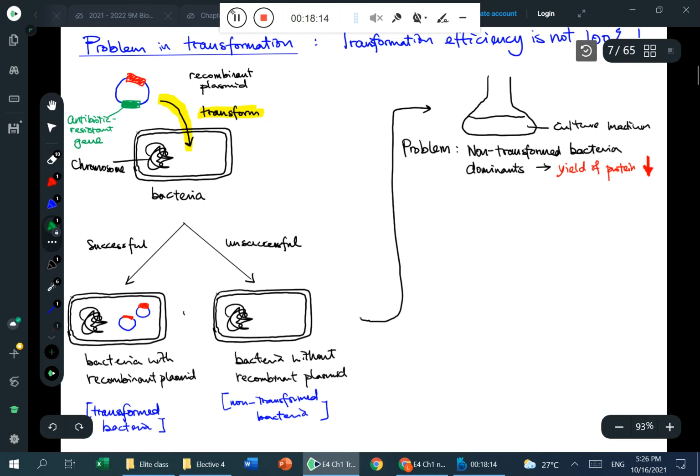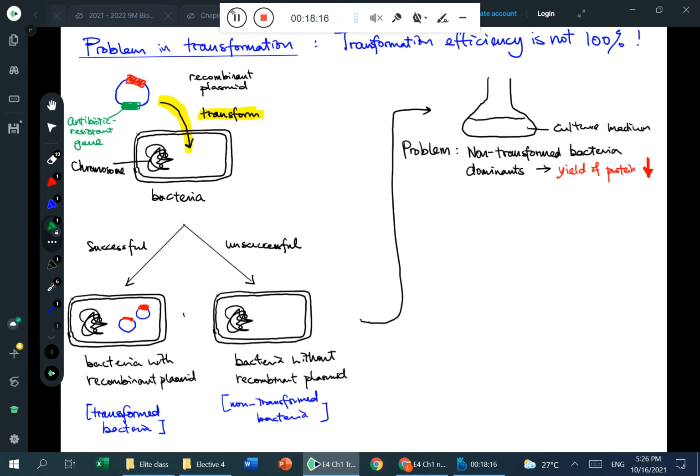Alright, we're going to continue now. So now it means in these transformed bacteria, they also contain this antibiotic resistant gene. So what you can do is when you start transferring these bacteria into the culture medium, you add antibiotics into the culture medium.